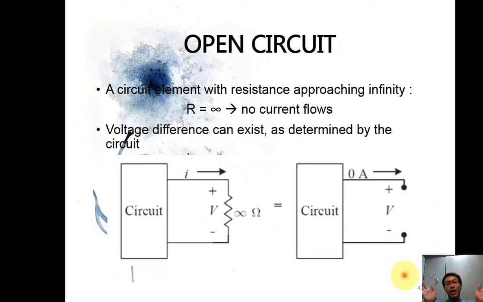Open circuit means the circuit is open so that no current flows through. How to make it open? We inject a lot of resistance, where the resistance can go to infinity, usually about mega ohm. So no current will flow through, but there's a voltage, which means if, let's say, I use a multimeter to tap those 2 points, we can measure some voltage.